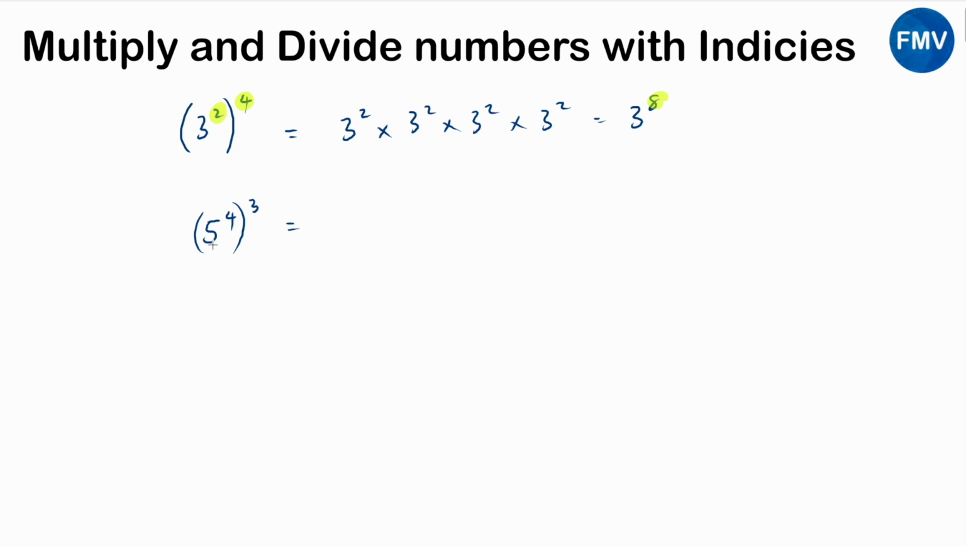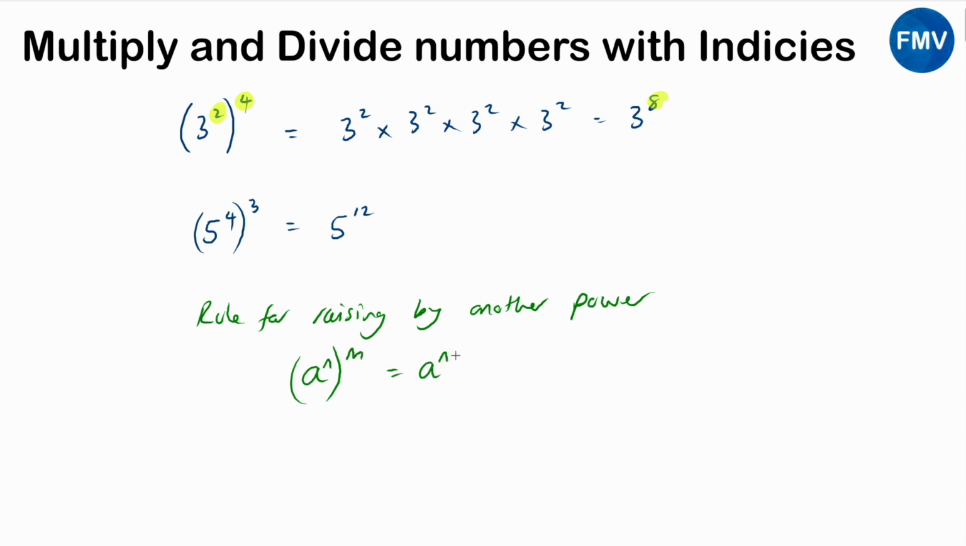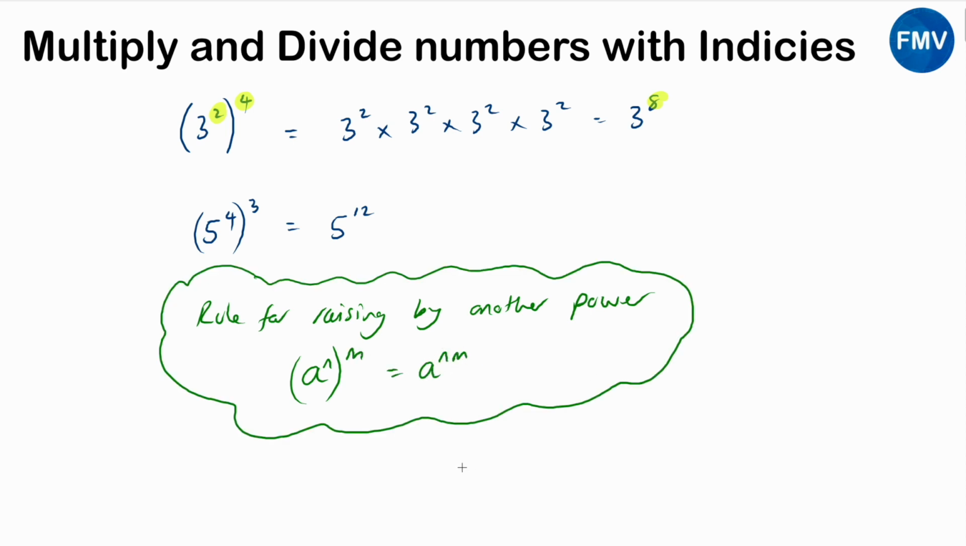Let's look at an example. 5 to the power of 4, all to the power of 3. 4 times 3 is 12, gives us 5 to the power of 12. So our rule for raising by another power is a to the power of n, all raised to the power of m, is equal to a to the n multiplied by m. So there's our next rule.